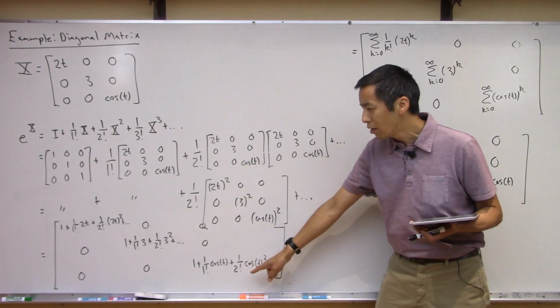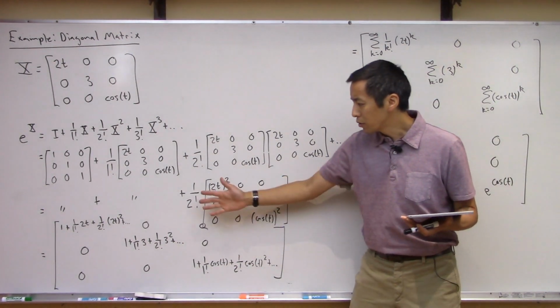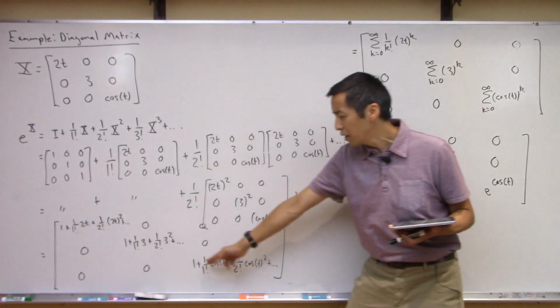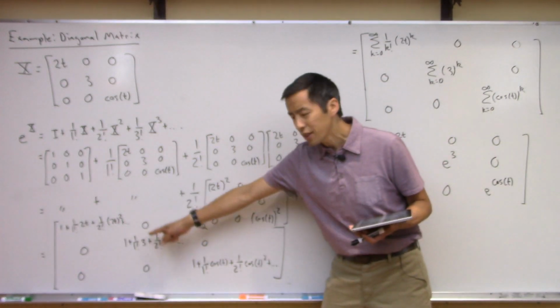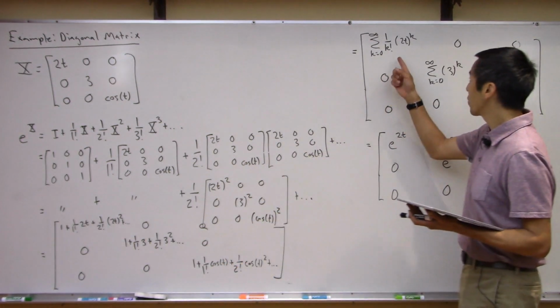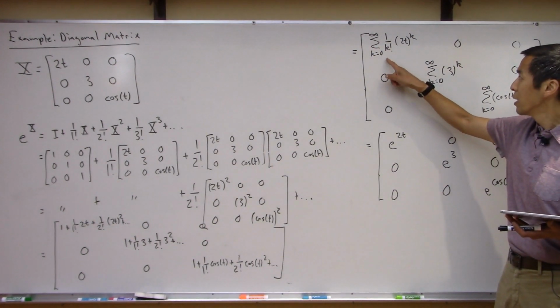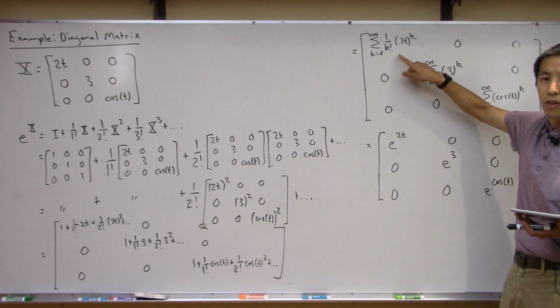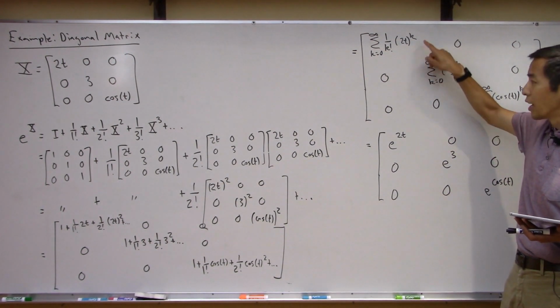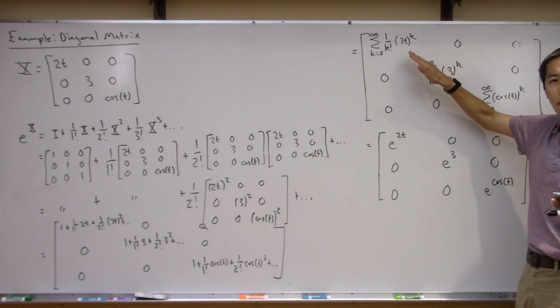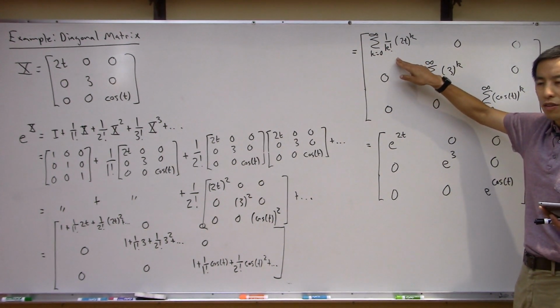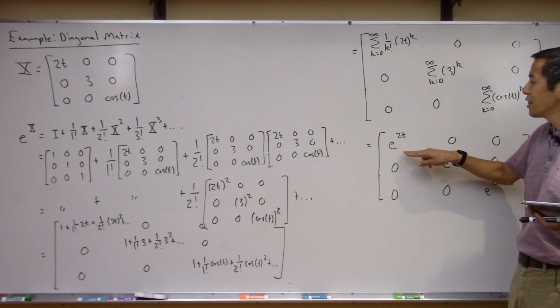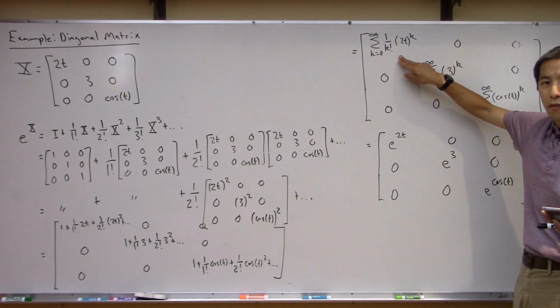So if you stare at this long enough, you realize, hey, there's zeros everywhere, and then there's just an infinite series on the diagonals, right? And if you look at this infinite series long enough, you realize that it's just the sum from k equals 0 to infinity of 1 over k factorial times 2t to the k, etc. And then, if you remember, this is just e to the 2t. The e is the lazy way to write this infinite series.